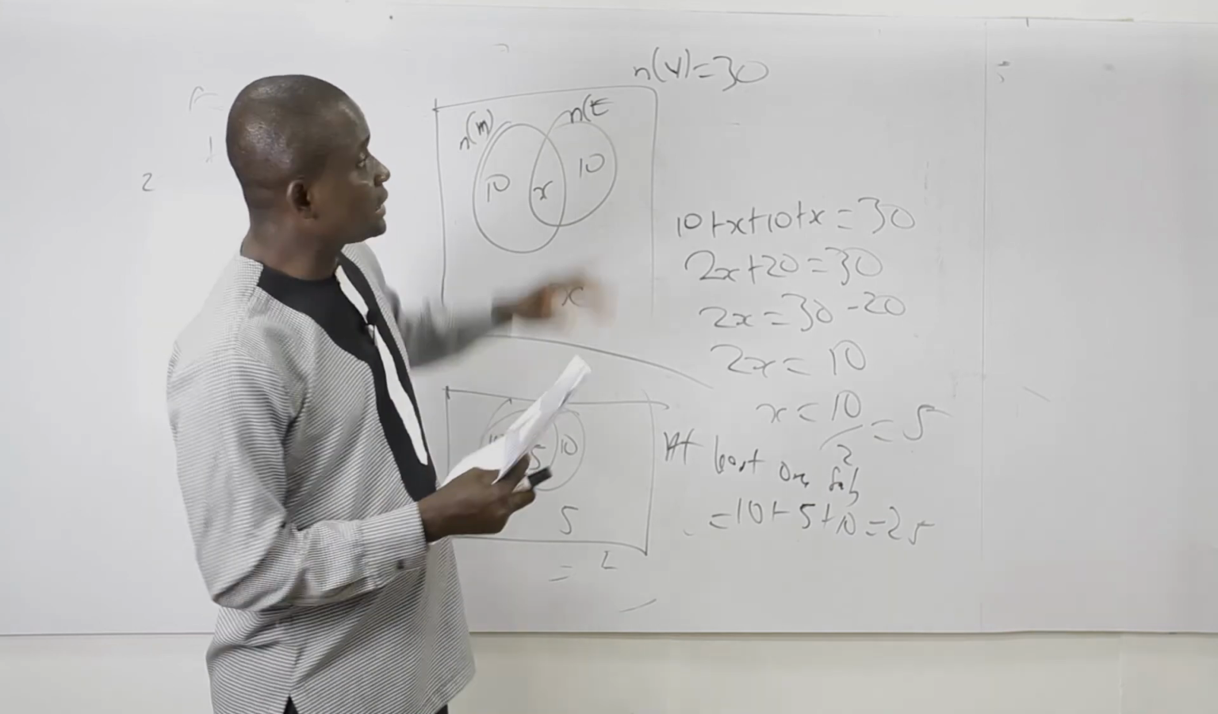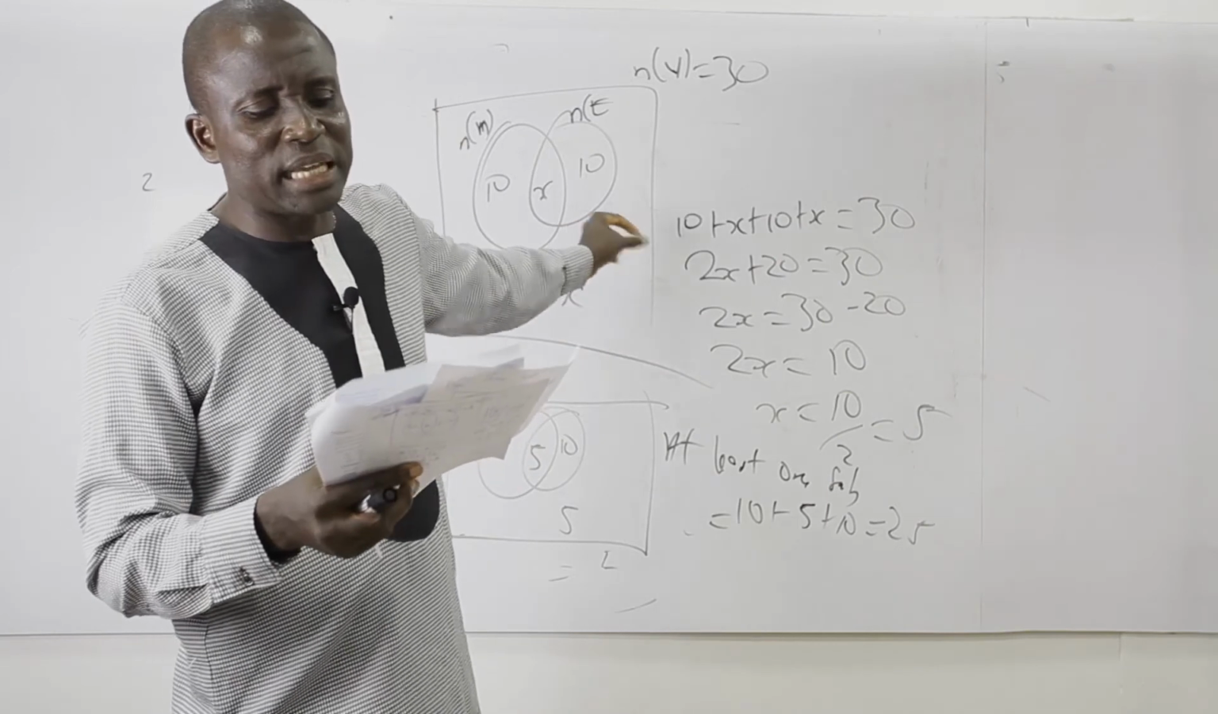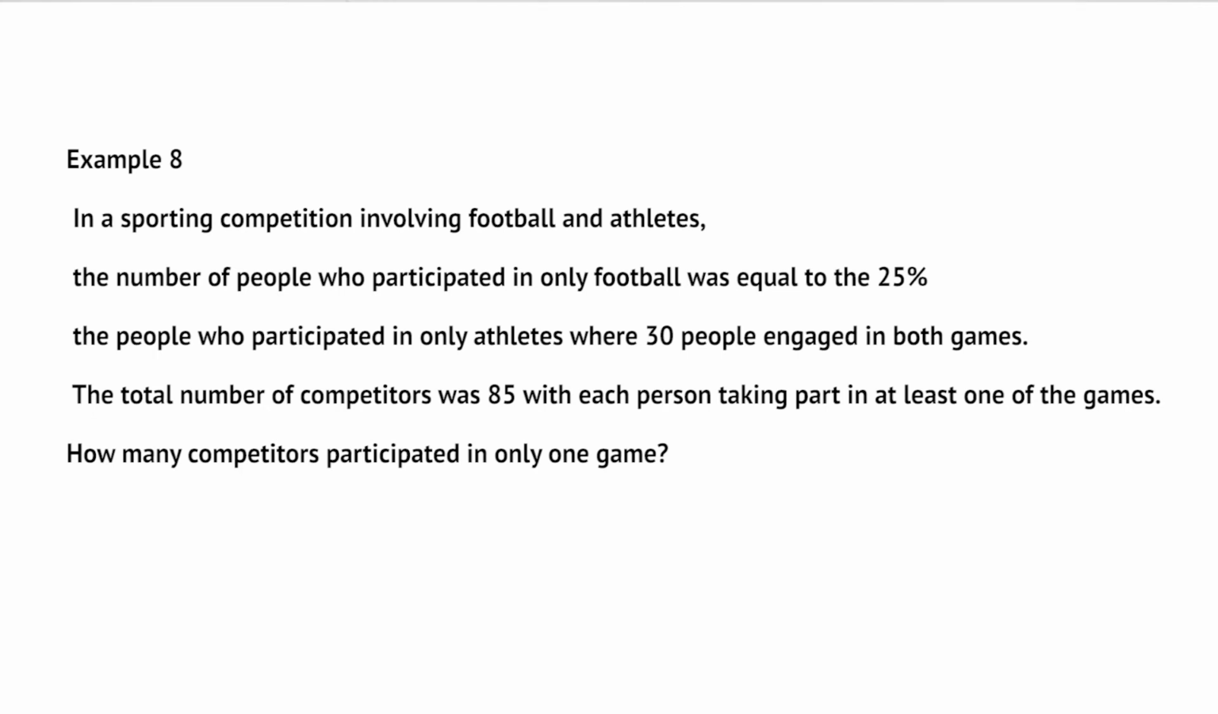So that is example 7 that you saw in your sheet. We're going to project example 8. That one is going to be your assignment. You should try your hands on it. It says that in a sporting competition involving football and athletics, the number of people who participated in only football was equal to 25% of the number who participated in athletics, while 30 people engaged in both games. The total number of competitors was 85, with each person taking part. How many competitors participated in one game? Try your hands on it.